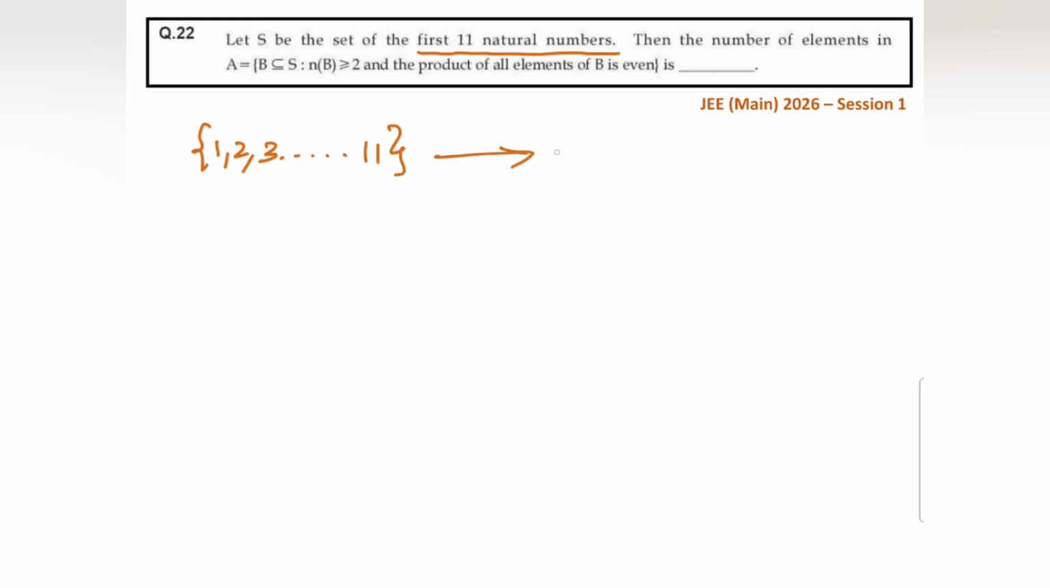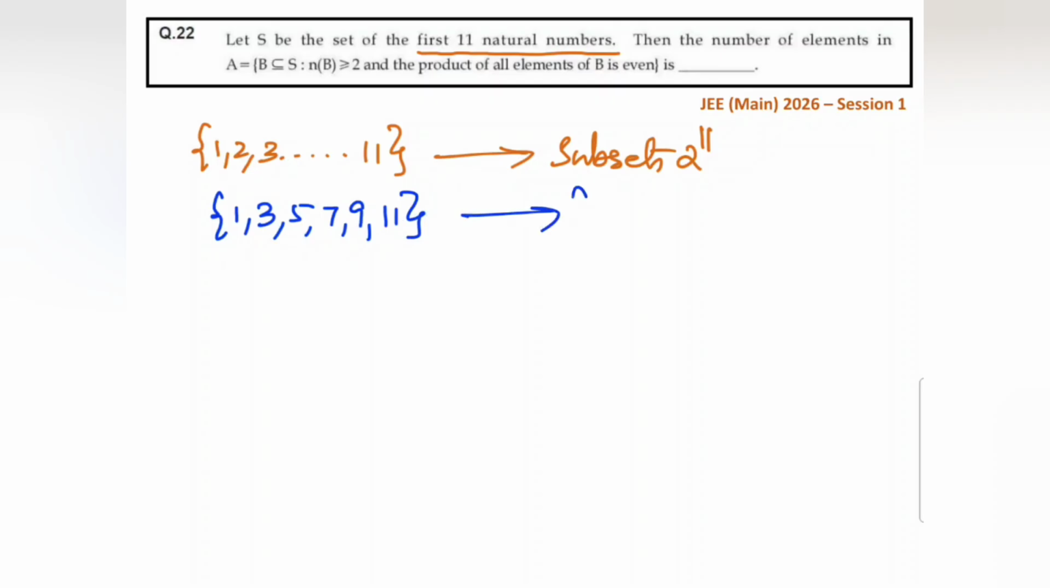So the total number of subsets is 2 to the power of 11. Now let us take the odd numbers 1, 3, 5, 7, 9, 11. So the total number of subsets is 2 to the power of 6. Now if you subtract this, 2 to the power of 11 minus 2 to the power of 6 is the total number of subsets minus the sets which contain only odd numbers, which is what we do not want.